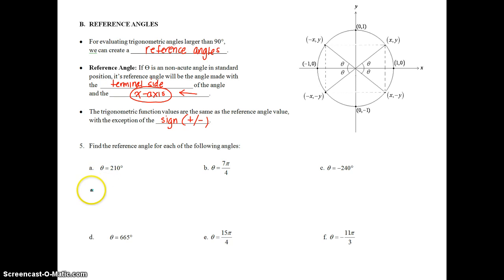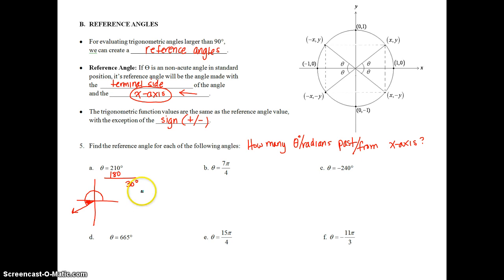Let's look at this one. What would be the reference angle for 210 degrees? So 210 degrees looks like this, right? And really a reference angle is how many degrees, or radians, past or from the x-axis. So if I'm at 210 degrees, the question is, how much further did I pass the x-axis? So the x-axis was 180, and so I would see that I went 30 degrees further than the x-axis. So that's my reference angle.